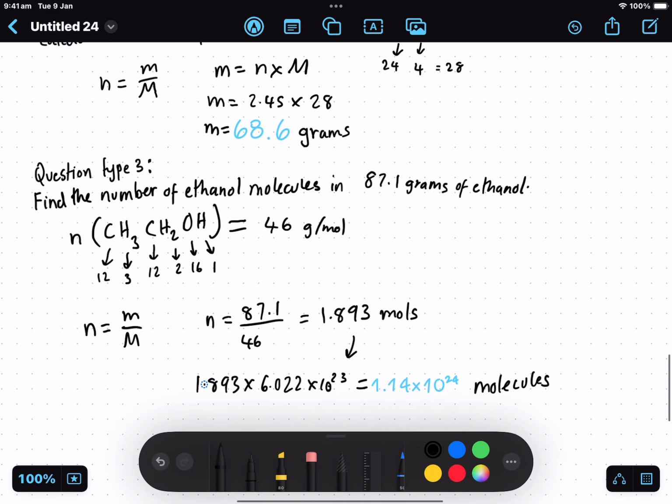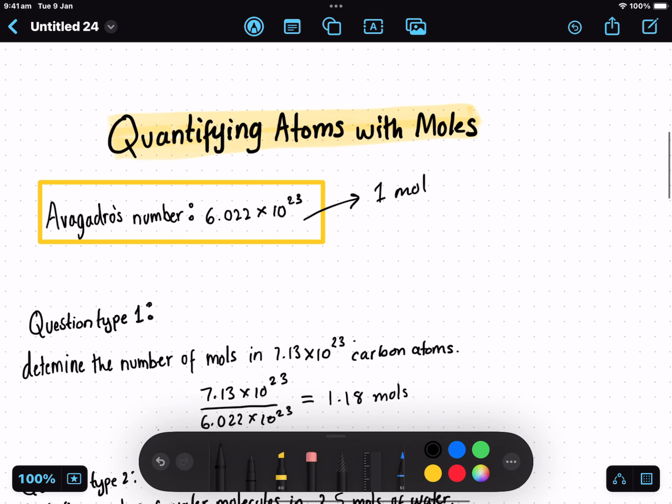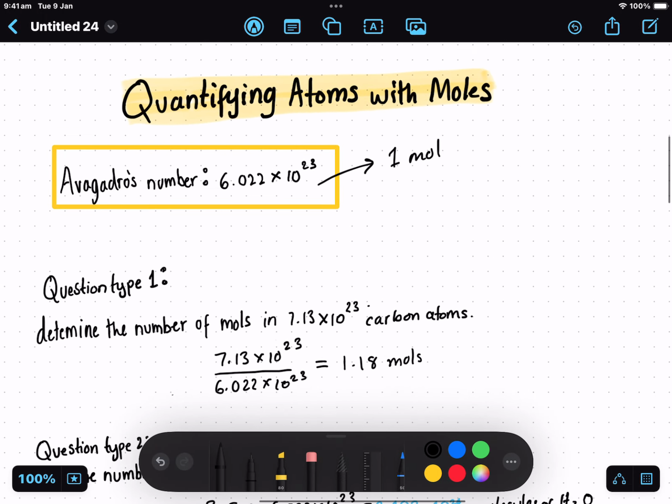And there we go. We've solved 10 exam style questions, which should help you for your upcoming tests. And this is how to quantify atoms with moles.